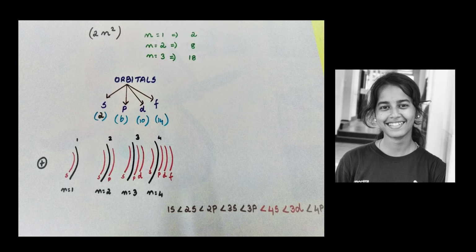In the second orbit, 2 square is 4, so 4 twos are 8. So the maximum number of electrons that can be accommodated in the second orbit is 8. In the third orbit, when n is equal to 3, 3 square is 9 and 9 twos are 18. So the maximum number of electrons that can be accommodated in the third orbit is 18, and here we have a problem.